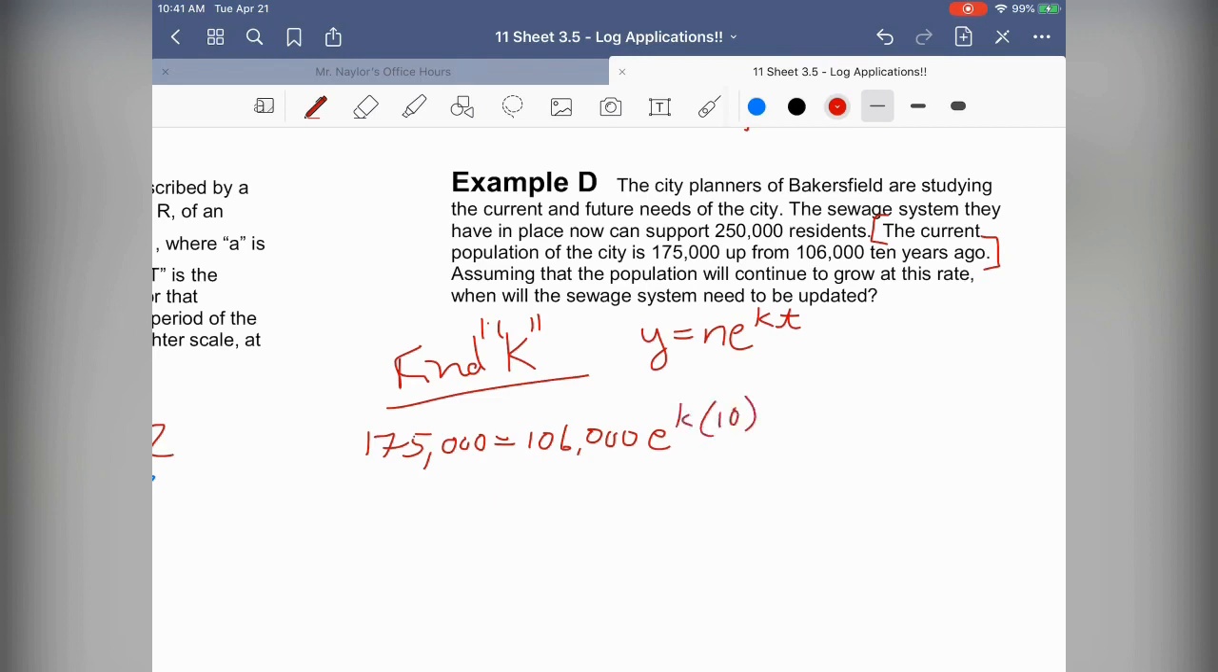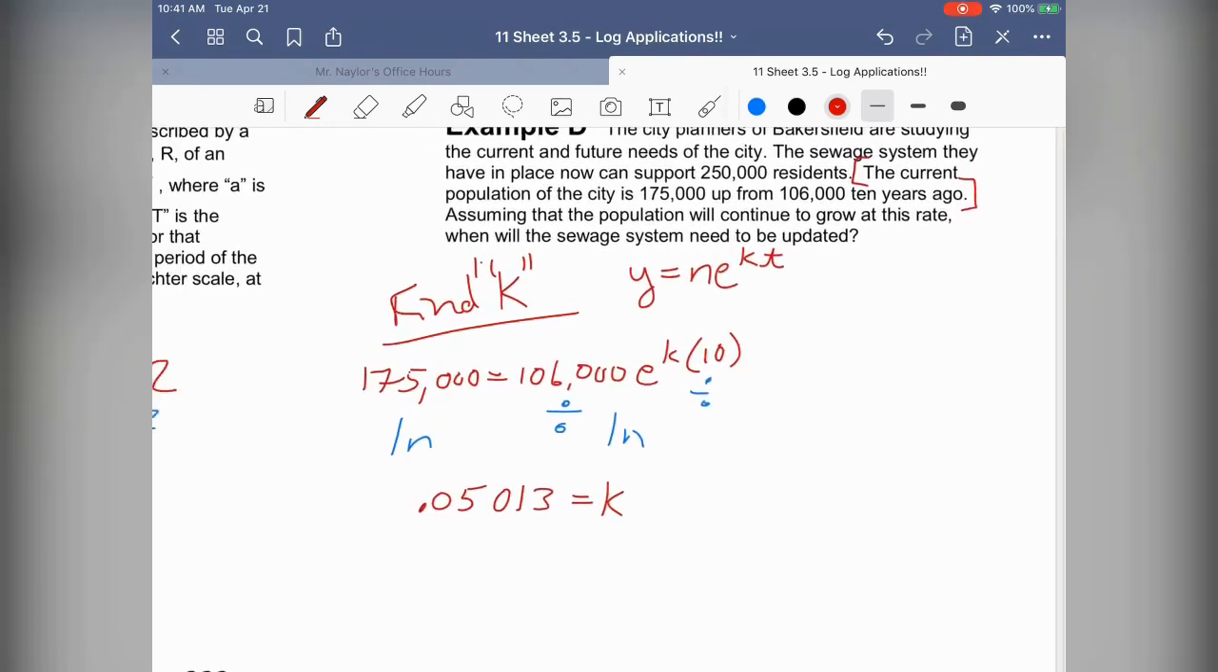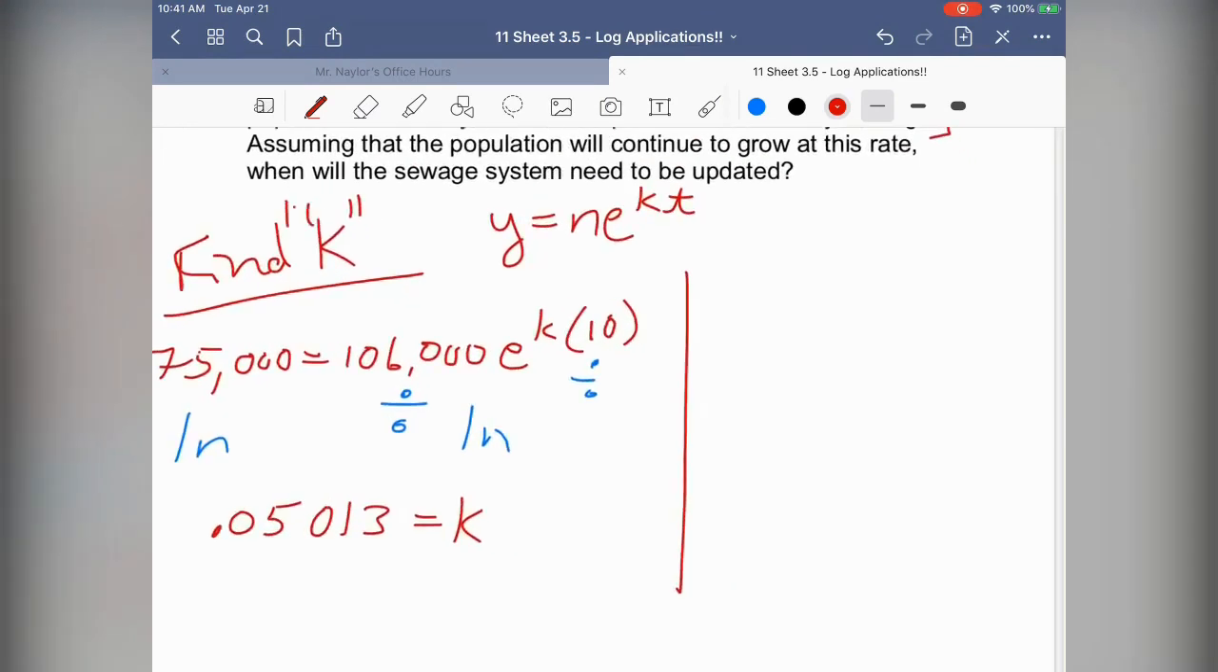Again, another classic example of being able to solve for the exponent. I would assume that this is becoming second nature now. I hope that you're going to divide both sides by 106,000. I hope that you're going to slap both sides with an ln, and you're going to finish by dividing both sides by 10. Those are all good steps for you to do on your calculator. I encourage you to try that and make sure that you're comfortable getting a k value of 0.05013. Now, once you have that k value, you're able to use that to come up with basically your solution.